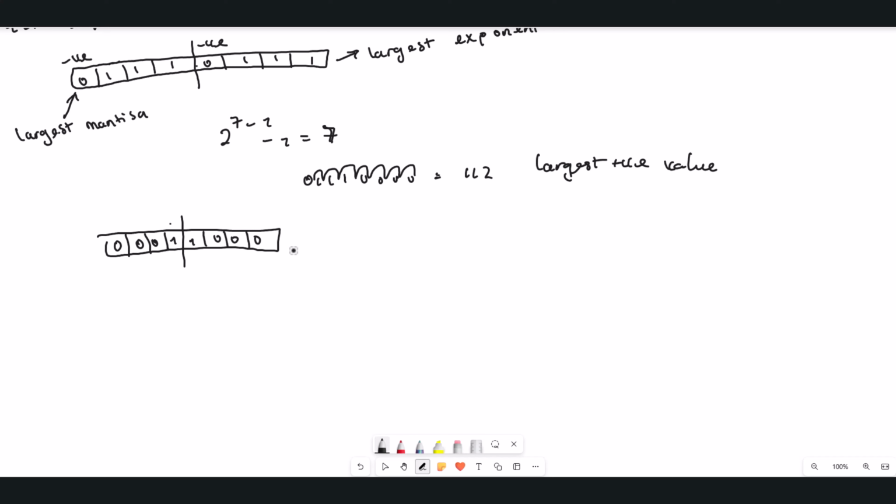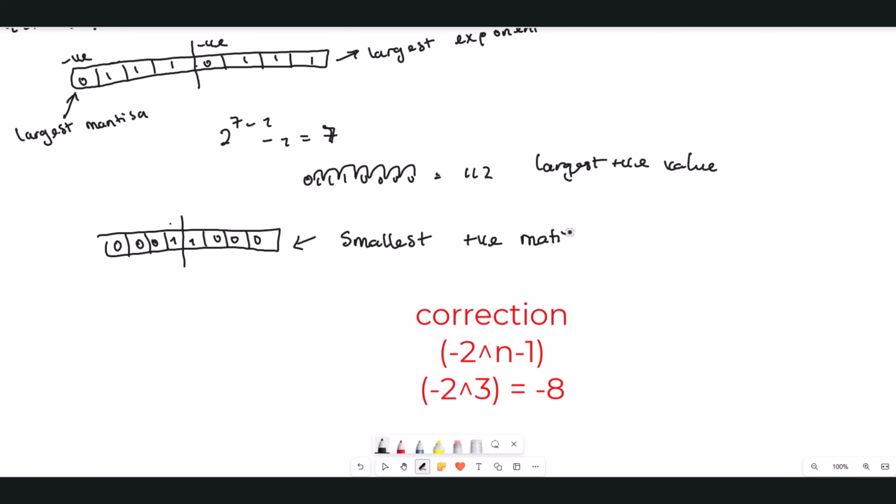and this here will be the smallest positive mantissa. Now, why is it the smallest positive mantissa? Because here, remember, we have a negative, so this is the smallest on the exponent, and this is the smallest on the mantissa side. This is the mantissa, and this is the exponent, right? So this is the smallest value, the smallest mantissa that can be represented.